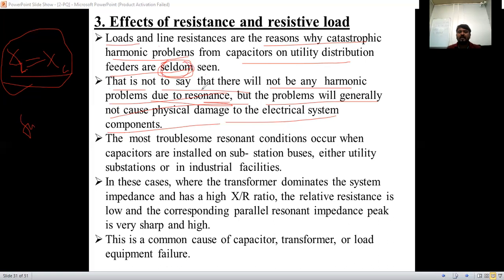This is not to say that there will not be any harmonic problems, but the problems will generally not cause any physical damage. Physical damage means, for example, suddenly while I am taking the class, the laptop would burst.